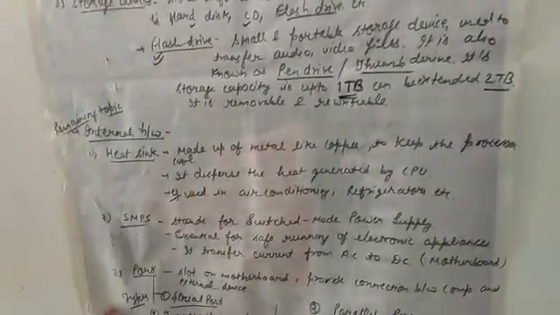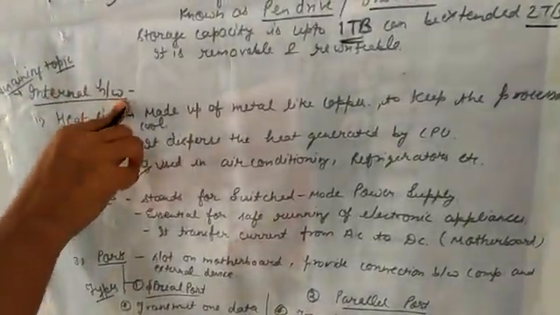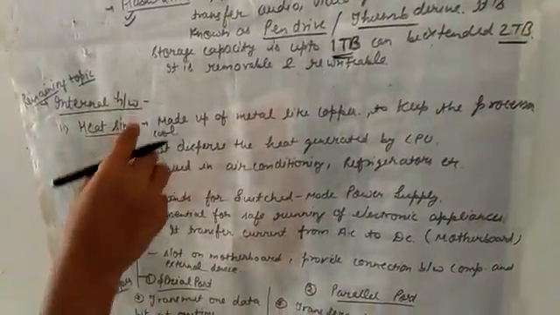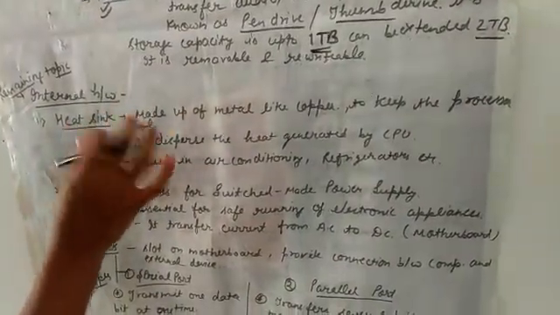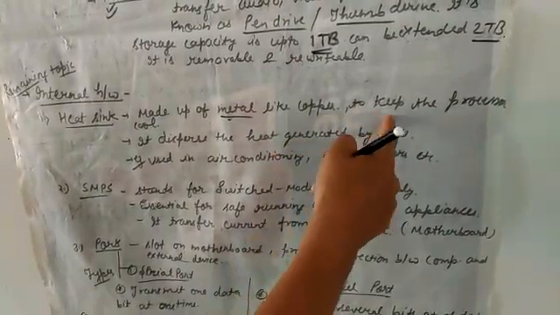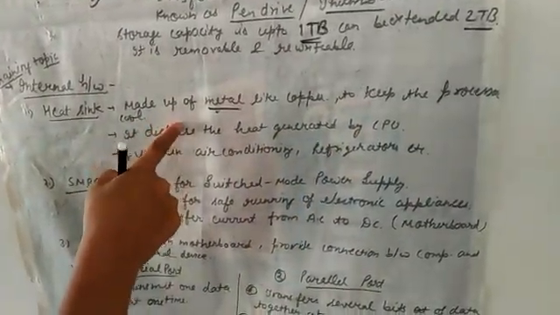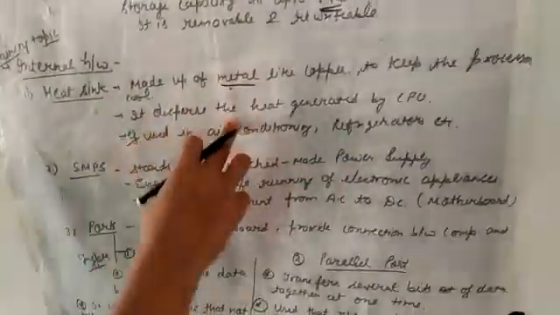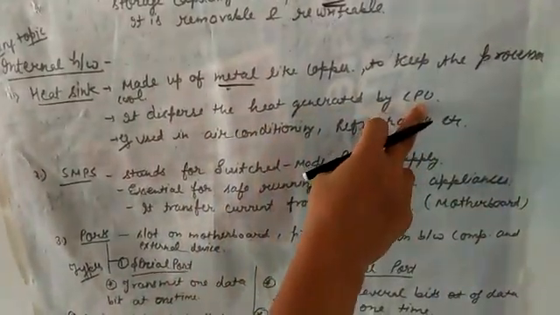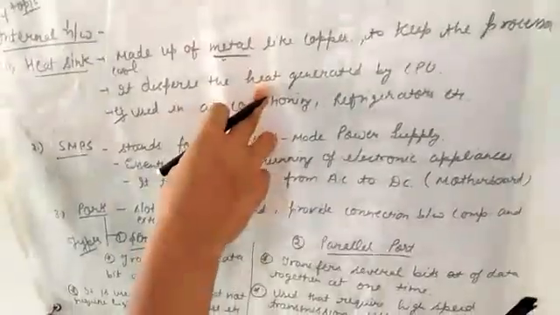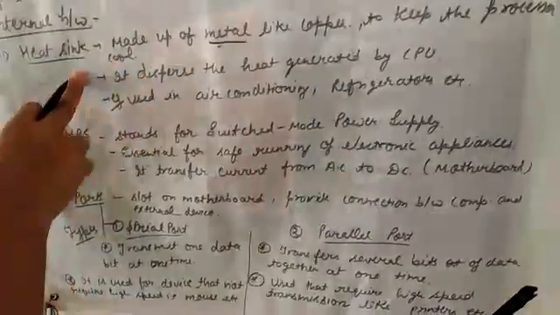Now these are the remaining topics from the internal hardware that we discussed in video 1. First one is heat sink. What is it? It is an electronic device made of metal like copper or aluminium to keep the processor cool. We keep the processor cool because it gives off heat. It disperses the heat generated by the CPU. When we work many hours on the computer, it generates heat. So to disperse that heat, we use a heat sink.